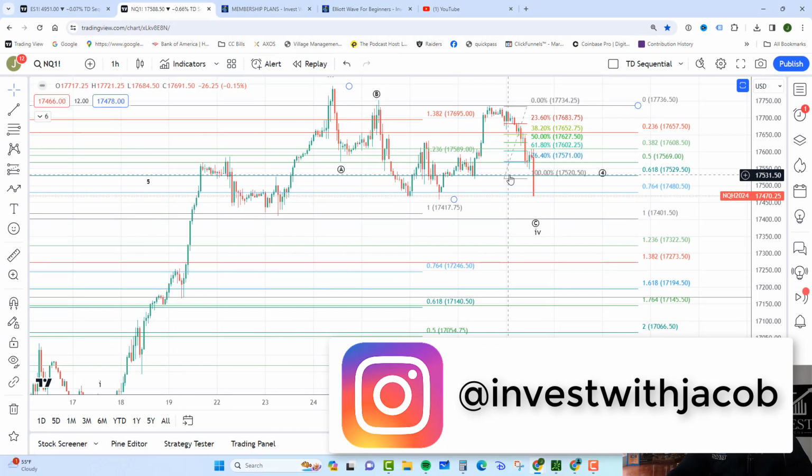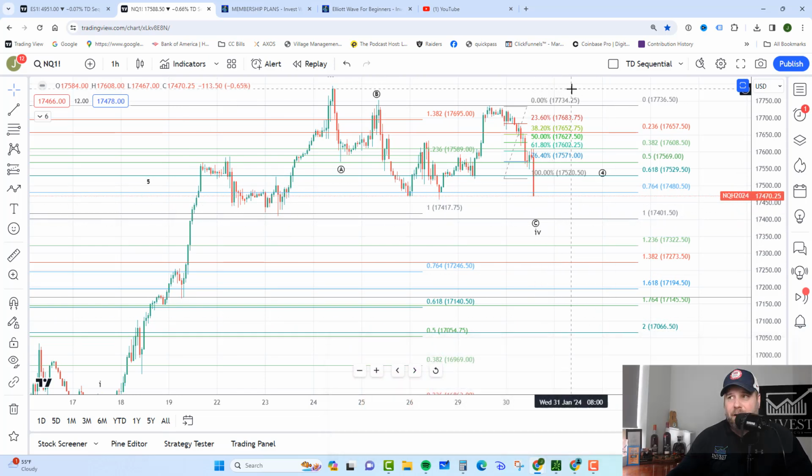Over on the NASDAQ, support is the key. They need to hold that 17,401 level. If they break below that, we could see a cascading effect to the downside, as you do have thin structure here. 17,000 would be the next support after that. However, if they can hold this support area, we would look for a bounce back up toward that 17,800 to 18,000 area.